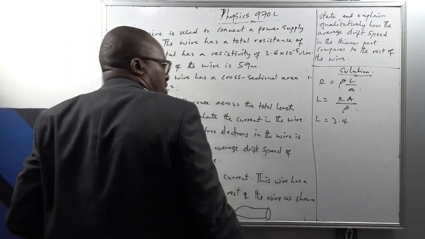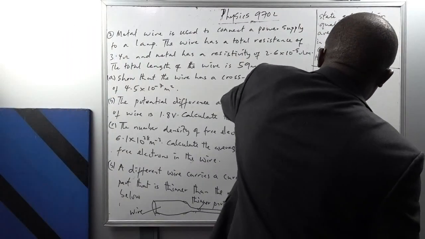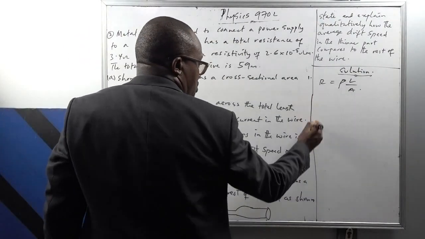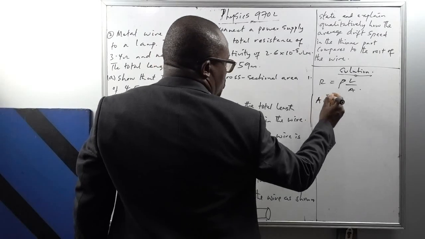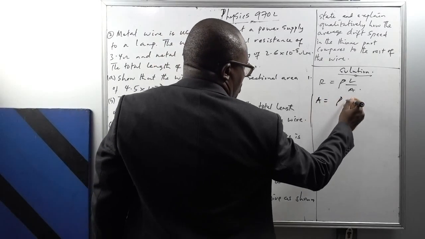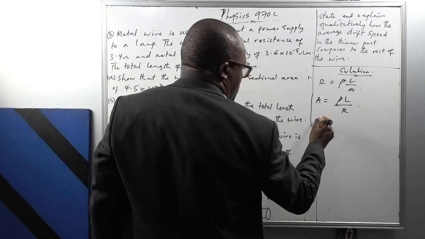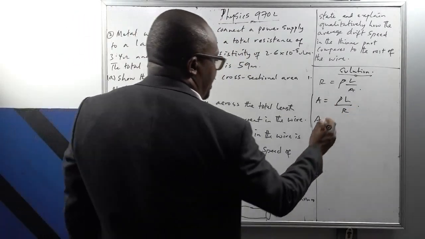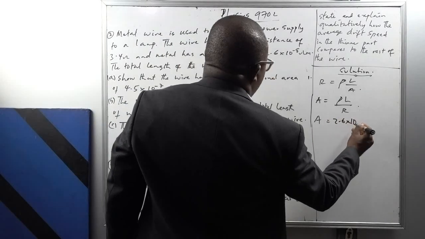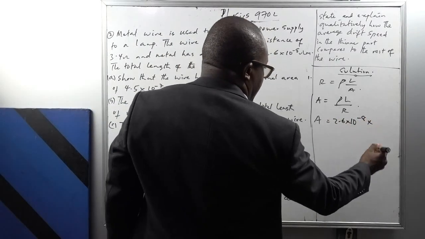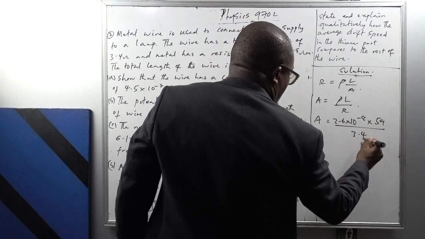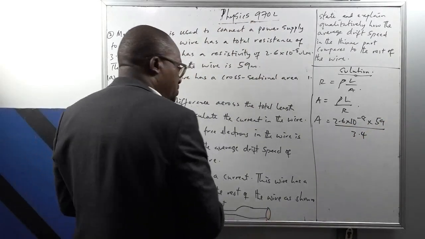We are supposed to make A the subject of the formula. So A becomes rho L over R. Rho is 2.6 times 10 to the power minus 8. Length is 59. Resistance is 3.4. Quickly, you bring out your calculator.